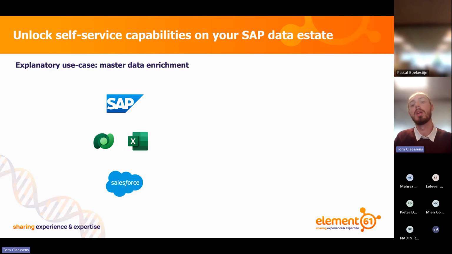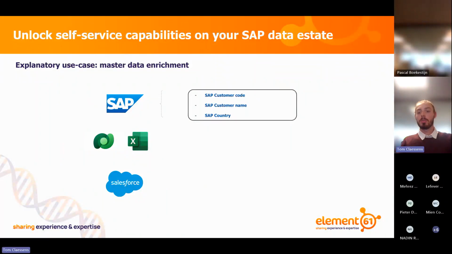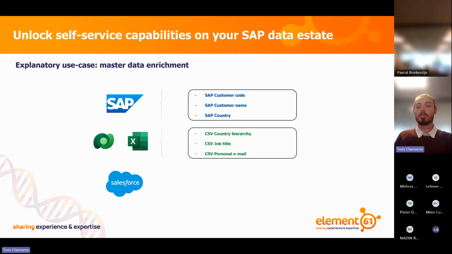And the object that we want to create is our customer. From SAP, for example, you can extract essential customer details such as a customer code, the customer name, and even the country. But maybe you want to enrich this customer profile with some custom master data. For example, you have an Excel with a job title, with some personal emails. You actually want to complement this customer with this new information.